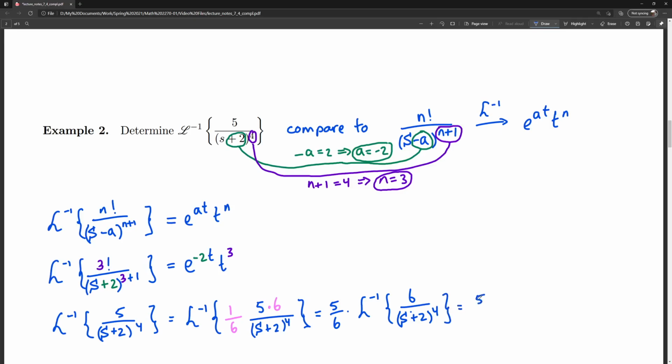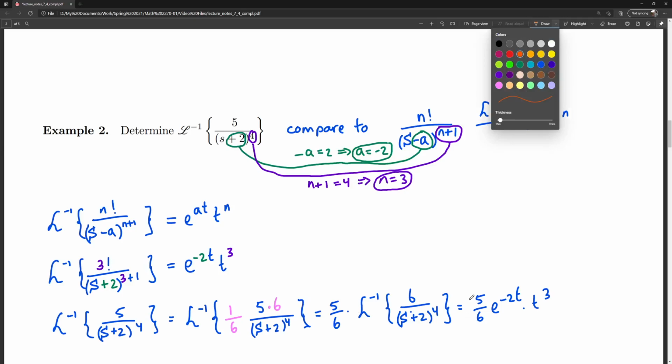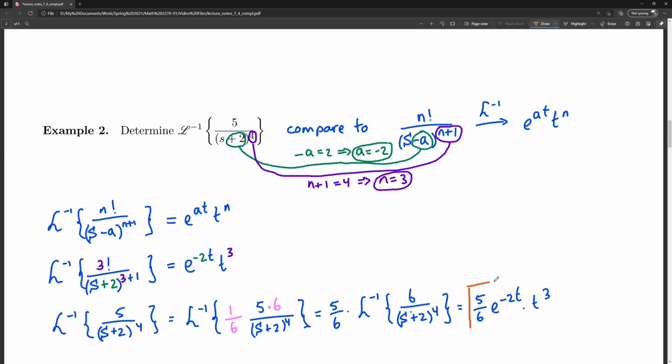And that's 5 over 6 times e to the power negative 2t, because my a is negative 2, and then my n is 3, so times t cubed. And that's my final answer for my Laplace transform.